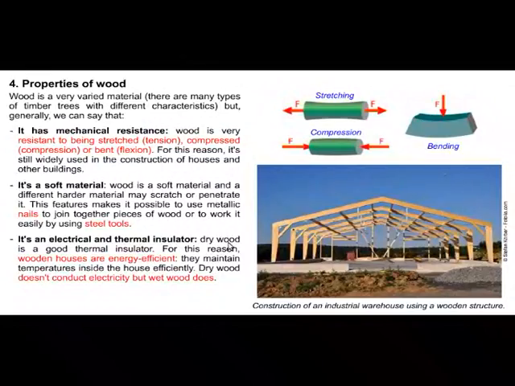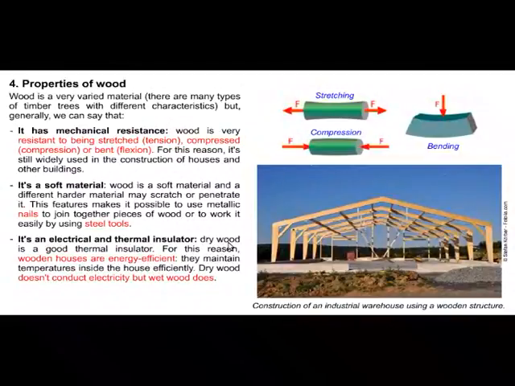Properties of wood. Wood is a very varied material. There are many types of timber trees with different characteristics. But generally, we can say that it has mechanical resistance. Wood is very resistant to being stretched, compressed, or bent. For this reason, it's still widely used in the construction of houses and other buildings.